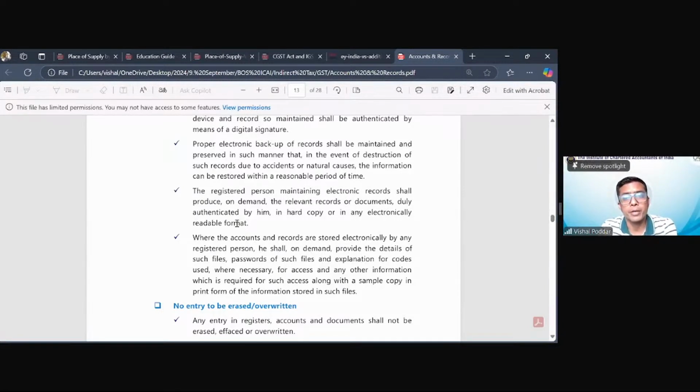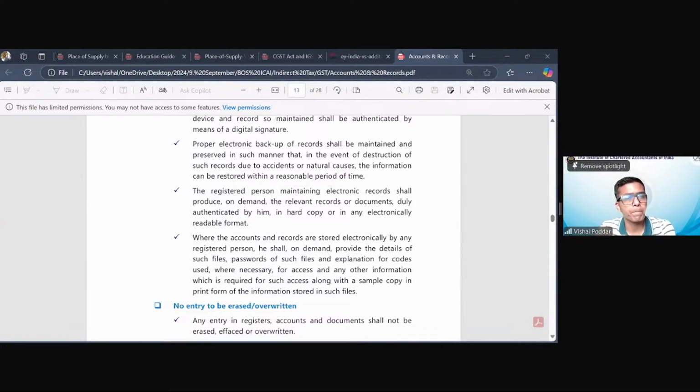Now, this is again interesting: you may be maintaining record in any format, but on demand. Demand means when the officer either comes for audit or when he is conducting any type of inquiry from his premises, he may demand the relevant records duly authenticated by him, either in hard copy or in electronic copy. So if he asks in pen drive, you have to give it in pen drive. If he asks in physical form, you should give it in physical form. So you may always say, sir, I have maintained in electronic form. I'll give you the access either in the form of some pen drive or some key.